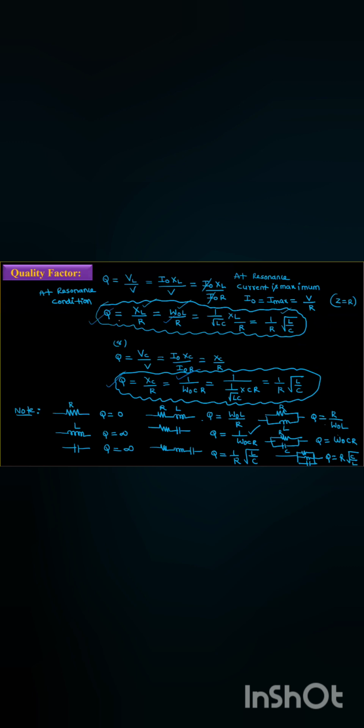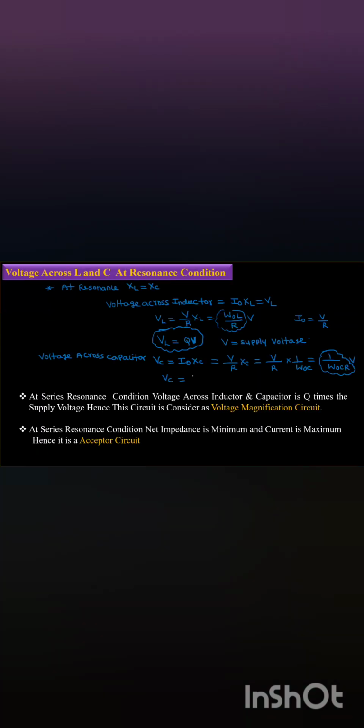Omega naught L by R is also the quality factor. That you have to substitute here. Then VC equal to QV. Voltage across the inductor is also QV, and voltage across the capacitor is also Q into V. Then what is the observation here? VL equal to Q into V, VC is also Q into V, where Q is the quality factor. That is, at series resonance condition, voltage across inductor and capacitor is Q times the supply voltage.